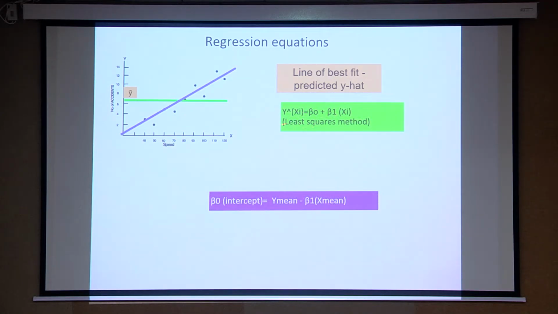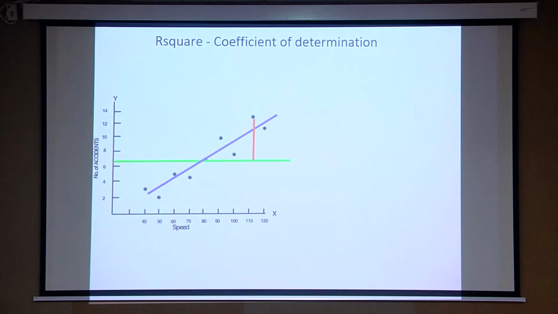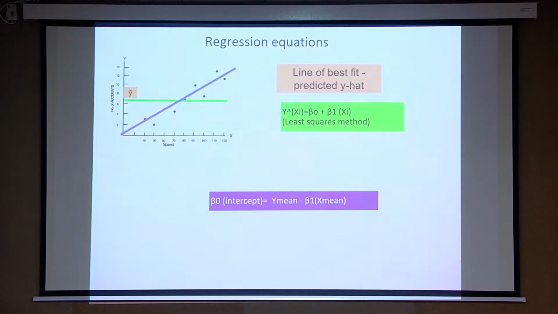So we have calculated the slope. Based on the slope, there is a formula for calculating the intercept. So the intercept is arrived, the slope is arrived, so our equation has been derived.